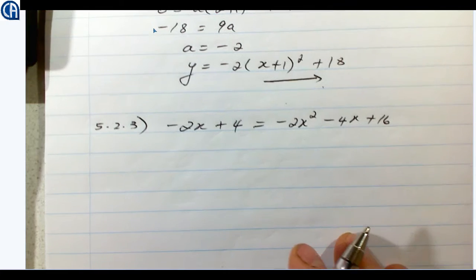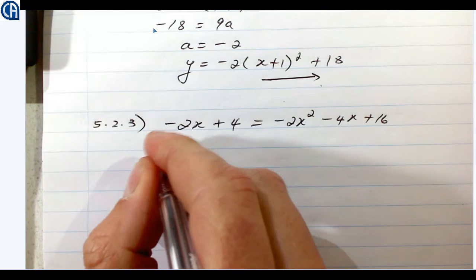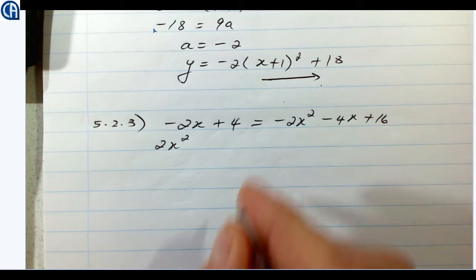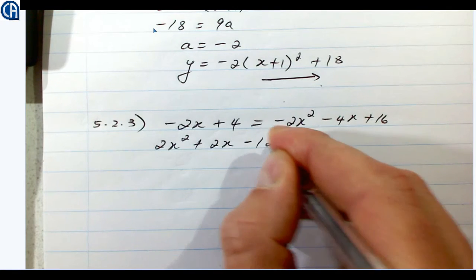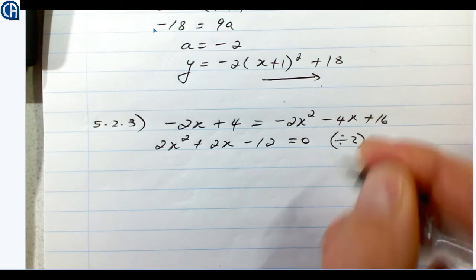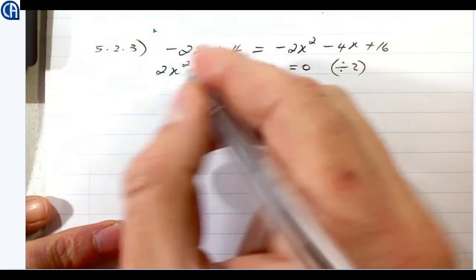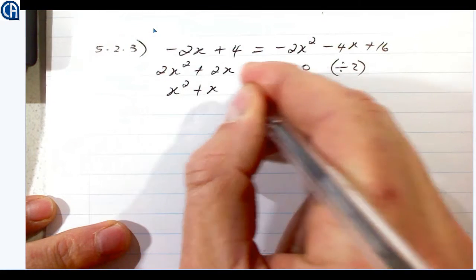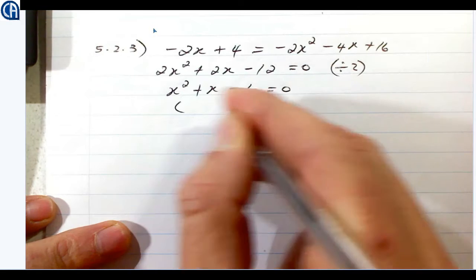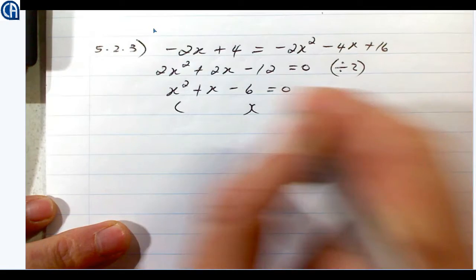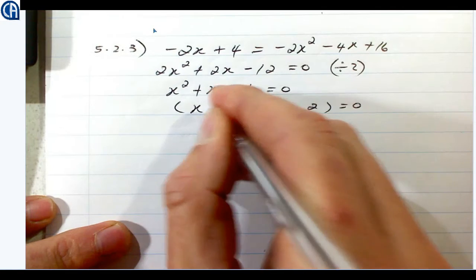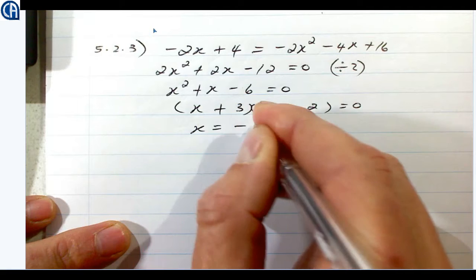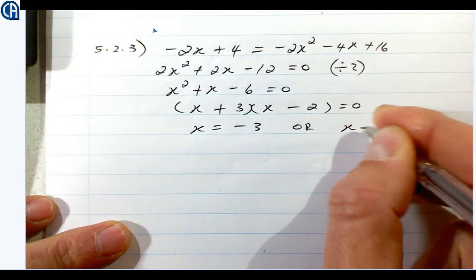Right, it is quadratic, so bring everything to the left. That becomes 2x squared minus 2x plus 4x is 2x, 4 minus 16 is minus 12. Divide by 2 because there's a common factor of 2. So that will give me x squared plus x minus 6 equals 0. That's x and x. That's 3 and 2. So that's going to be a plus and that's going to be a minus. So x equals minus 3 or x is equal to 2.